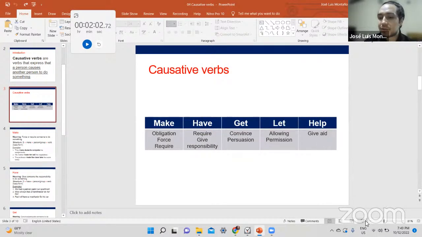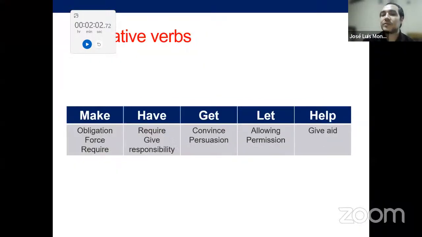But let's remember that some of them are going to be used with the base verb and some of them are going to be used with infinitive or optionally with the base verb. So who can tell me which of these verbs can be used with infinitive? Who remembers that? Get, help, but help we can also use with the base form of the verb. All right, very good. Thank you, Karen. That's correct. Get and help. Those are the only ones that are going to be used with infinitive.